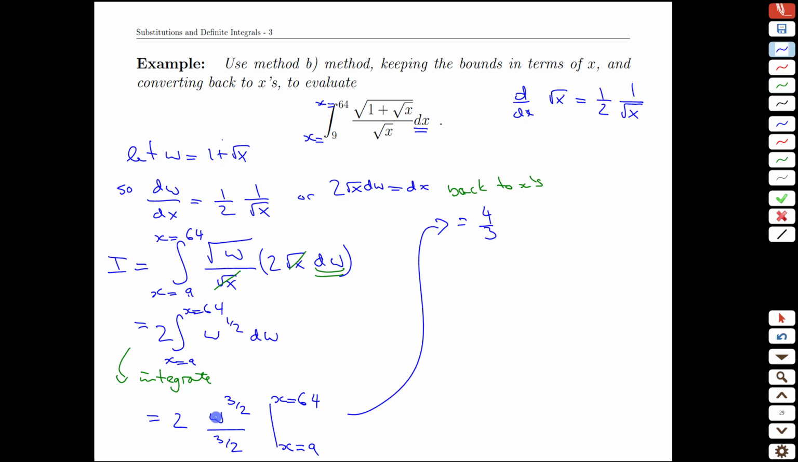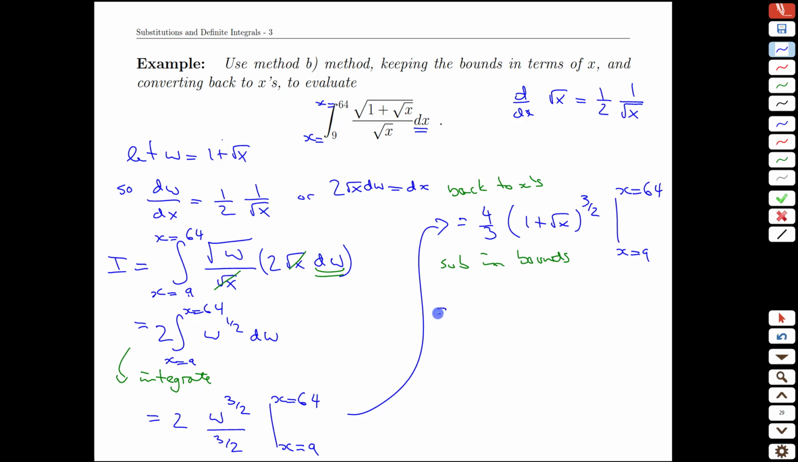What was w in our expression? We go back to our very first line where we defined w. It was 1 plus root x. So 1 plus root x to the 3 halves between x equals 9 and x equals 64. Now everything is in terms of x, including our bounds. Now we can sub in those bounds of the integral, those limits of the integral.